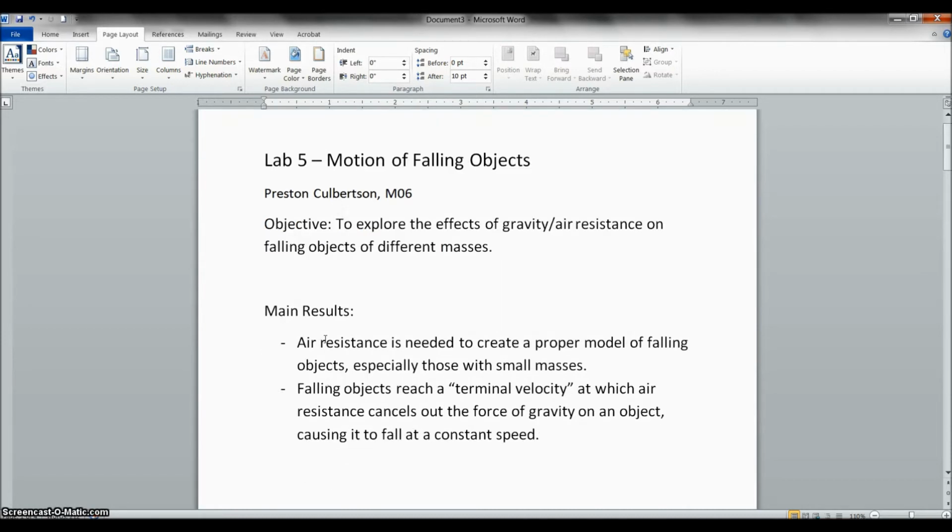My main results of this lab were that one, air resistance is needed to create a proper model of falling objects, and especially if you disregard air resistance on those with small masses or large areas, you're going to have a very inaccurate model. And two, falling objects reach a terminal velocity where air resistance will cancel out the force of gravity on an object.